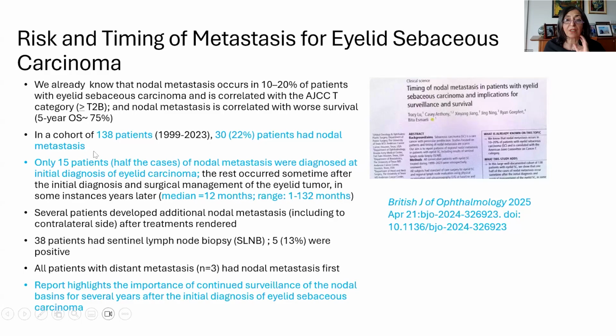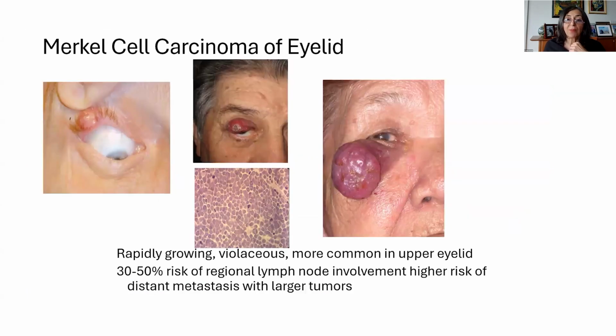We recently published a study of 138 patients with sebaceous carcinoma, and overall, 30, or 22% of patients, had nodal metastasis. Important to note, about half of them were diagnosed during the follow-up period. So they did not have nodal metastasis at presentation, but they developed it over time. So it's really important to follow these patients for up to 5 years and pay attention to the regional lymph nodes, whether by palpation, ultrasound, or CT scans. That's really important. So I'm going to move right along.